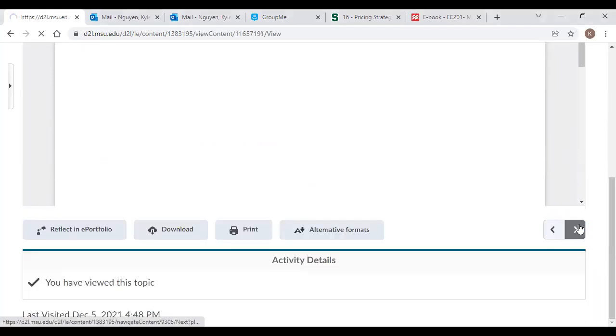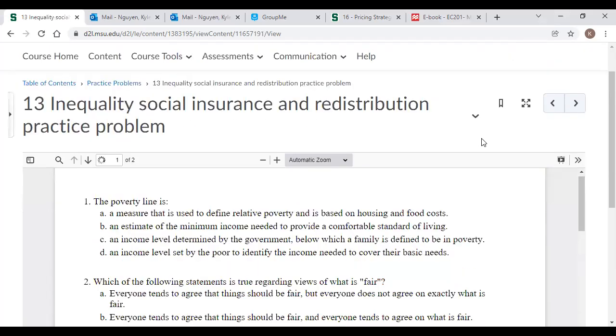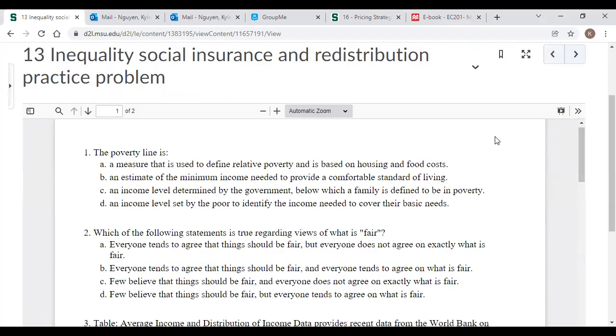Okay. Now we're on to inequality. This one's not amazing because it's a bunch of really specific definitions, but I'll try my best to explain all of them.